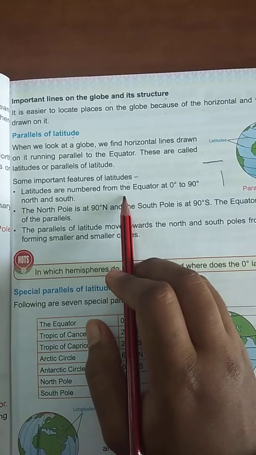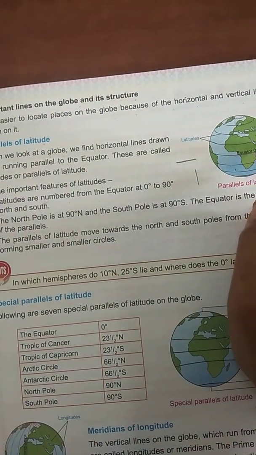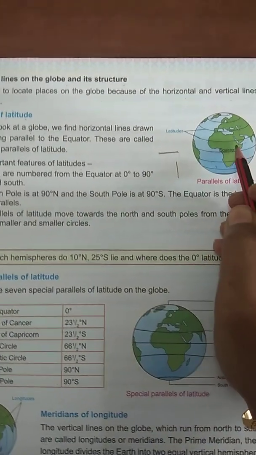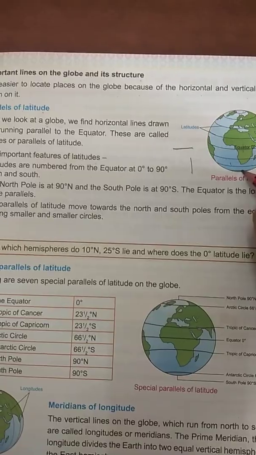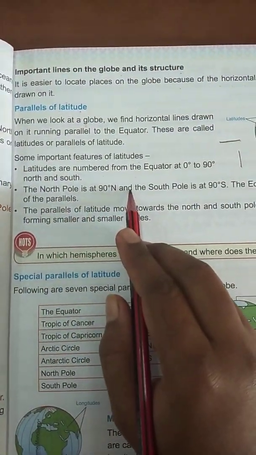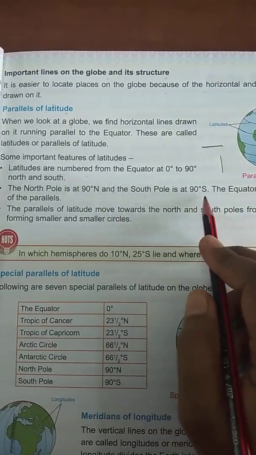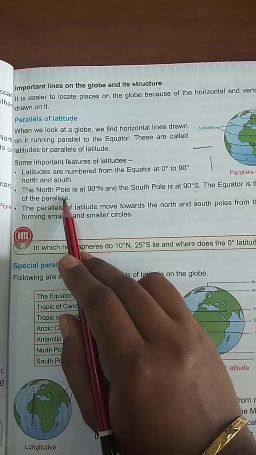Latitudes are numbered from the equator at 0 degrees. This equator is at 0 degrees, to 90 degrees: 90 degrees above and 90 degrees below. So the north pole is at 90 degrees north and the south pole is at 90 degrees south. The equator is the longest of the parallels.